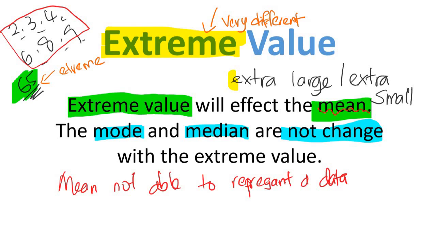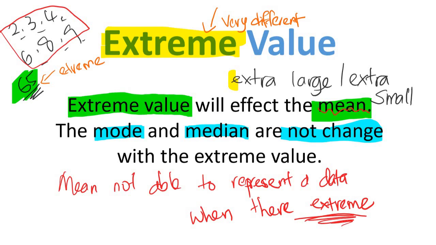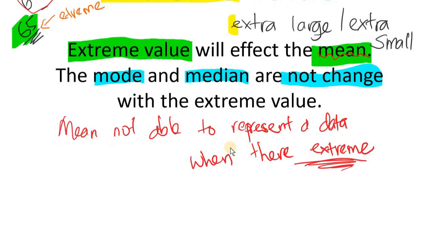So the mean is not able to represent the data when there are extreme values. So this is the first change, adding an extreme value. The mean will change, but the mode and median will stay the same.